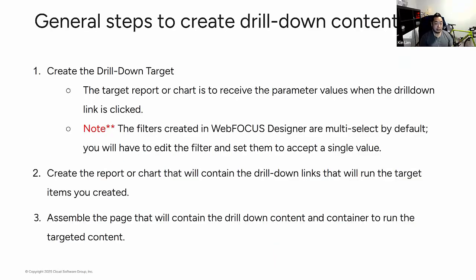So the general way of creating these is fairly simple. I'm sure some of you already know how to do these. The first one is we have to create our drill down targets. These are the reports that are receiving the parameters that you want to drill down to. Just to make a note as well, in Designer, any filter that you create is multi-select by default. So you do have to go into the GUI, right-click to open the right-click options, and then change it to a single. I'll also show that as well. The second thing that we have to do is create the report to house the drill down links. That's your main parent report. And lastly, we just have to put them onto a Designer page.